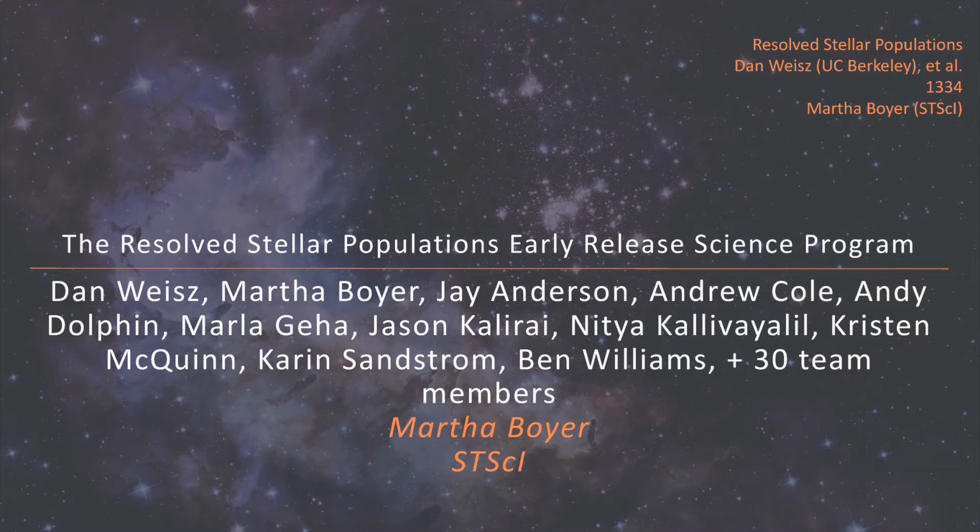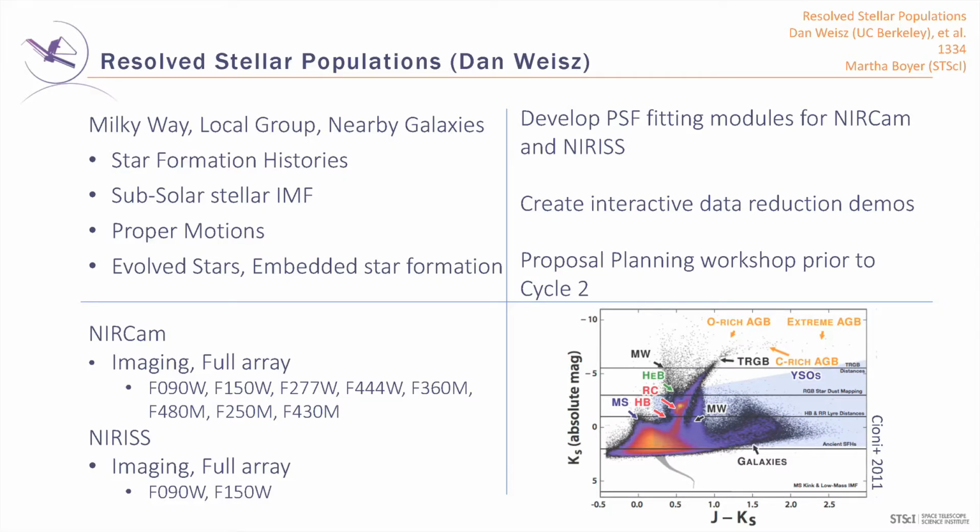All right, so this is the Resolved Stellar Populations Early Release Science Program, and the PI is actually Dan Weisz, based at Berkeley, but he couldn't be here today, so I am Martha Boyer. I'm one of the lead co-Is. I'm based at Space Telescope. And so the overall goal of this program is to establish JWST as the premier observatory for resolved stellar population science.